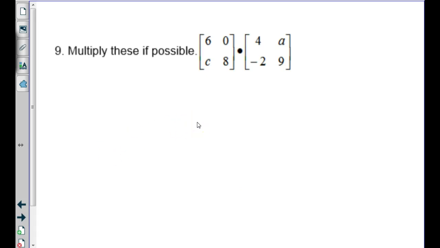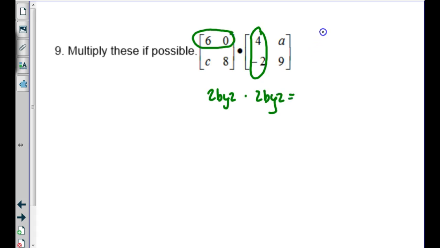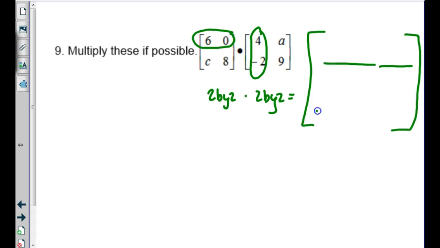Number 9, matrix multiplication. Row times column. What size are these? 2 by 2 times a 2 by 2, so your answer is going to be a 2 by 2. Okay, can't do it on the calculator because of the letters thrown in. Okay, row times column. So I'm doing 6 times 4 plus 0 times negative 2, which would be 24 altogether, right?